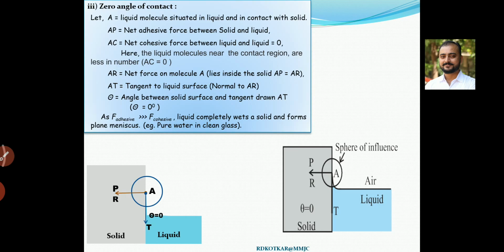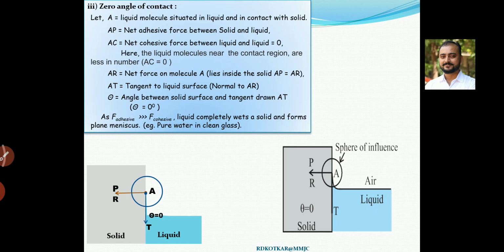Okay, and formation of meniscus as a plane meniscus. Okay, so remember these points, and this figure is shown in your book. Okay, so go through this topic. If you have any doubt related to this, you can ask in the comment section.